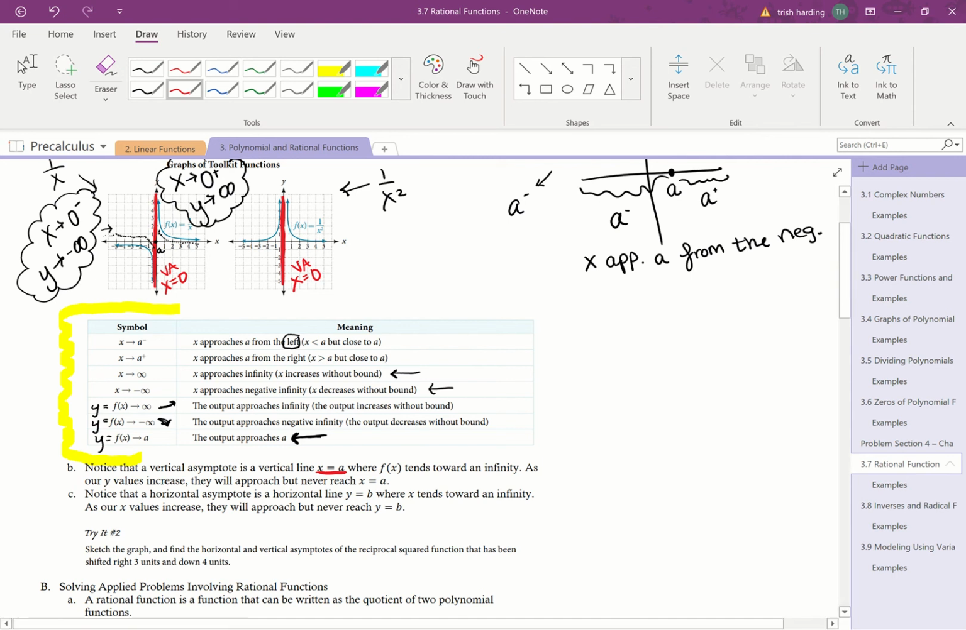You could do the same thing with horizontal. Notice we have one here, and on this graph we have one here. This also coincides with the fact that your x on the bottom can't equal 0, or else it's not defined. So you'll have a horizontal line, y equals b, as your horizontal asymptote.